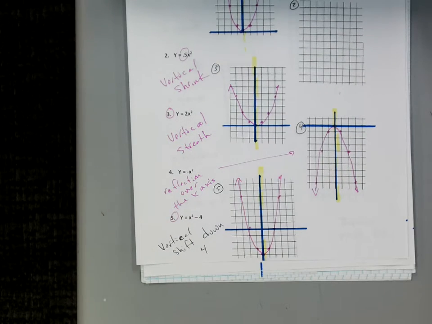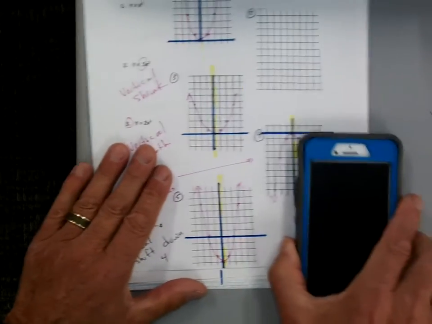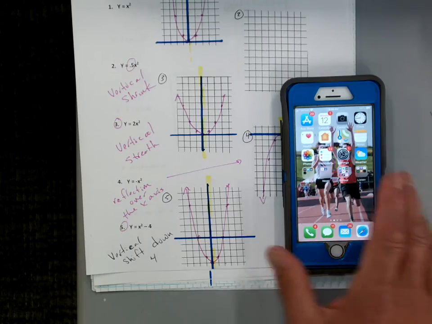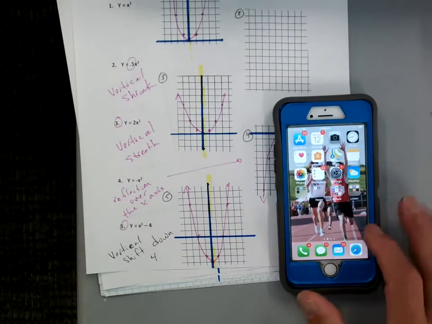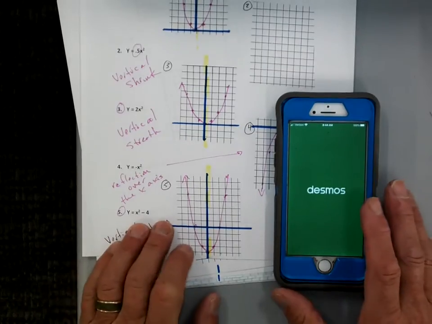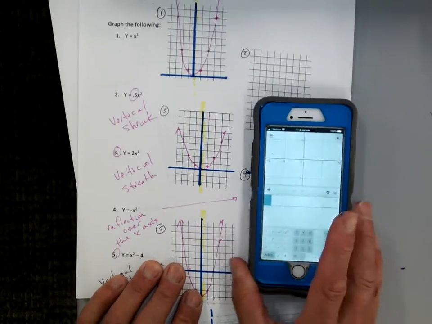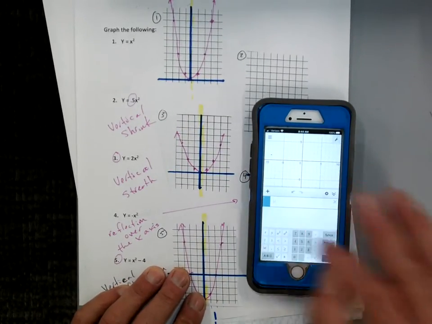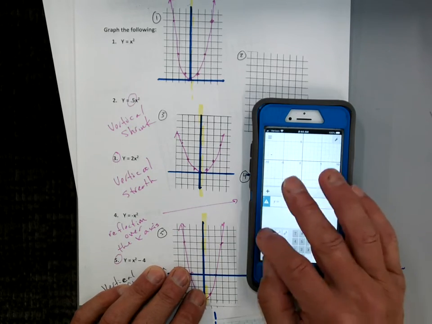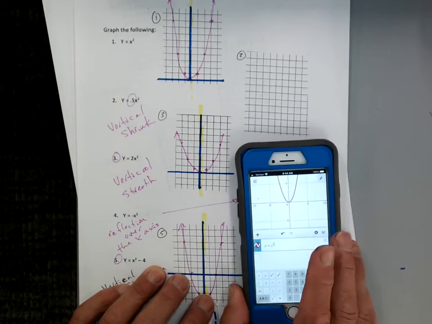Okay. Now, one last thing. I don't want to disregard technology, because we can, of course, do this stuff on Desmos. And I don't know if you guys like Desmos, but Desmos will, of course, do it. So let me take a look at some of these, okay, so you can see it. Okay, so if I have y equals x squared, there it is. Here's my parent function.